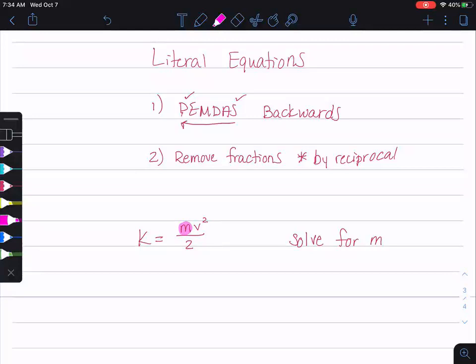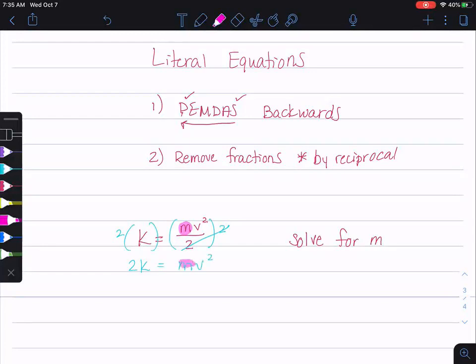So what we would want to do, step number 2 says we're going to remove that fraction. Right now I'm being divided by 2. So some of you right now say, hey, I can multiply both sides by 2. Let's get rid of that fraction. Absolutely. 2 in the denominator is the same thing as 1/2. So therefore the reciprocal of that would be 2. So I am multiplying through by that reciprocal. So this would then give me 2k equals mv squared.